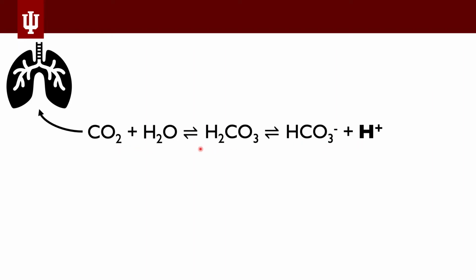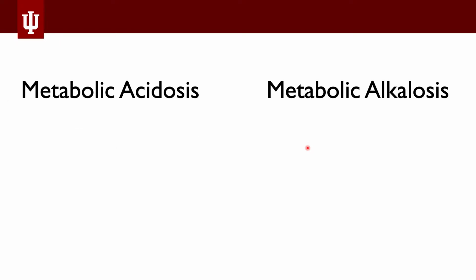So this also gives us a good idea of the different types of processes going on. If there's a derangement over here, we call that a respiratory acidosis or respiratory alkalosis. And if the problem is happening over here, we tend to call that a metabolic acidosis or metabolic alkalosis. So those are the varieties.